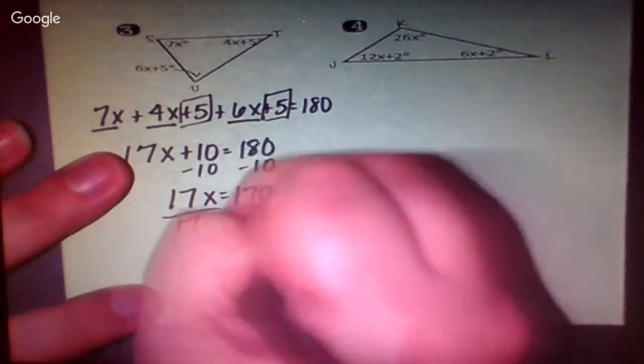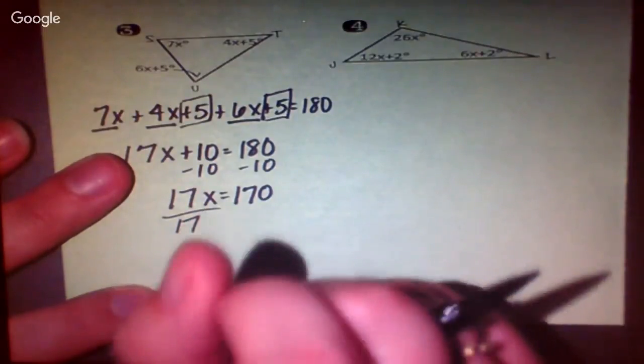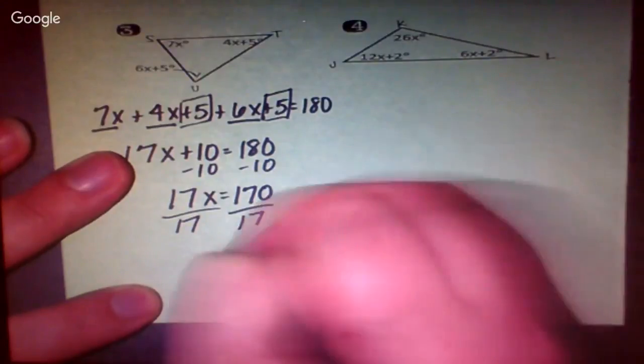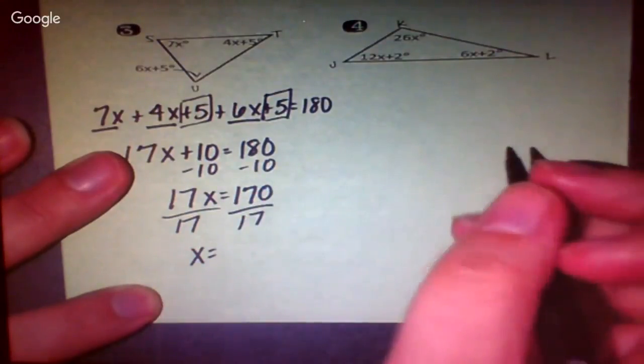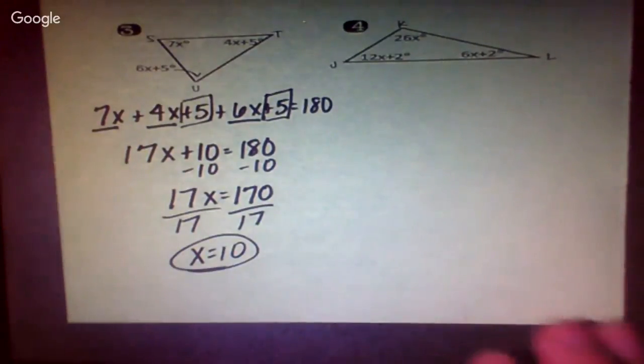Please stop being rude. I'm trying to make sure everybody's on the same page here. We need to divide by 17, which means x equals what, Marlon? 10. Okay, x equals 10.